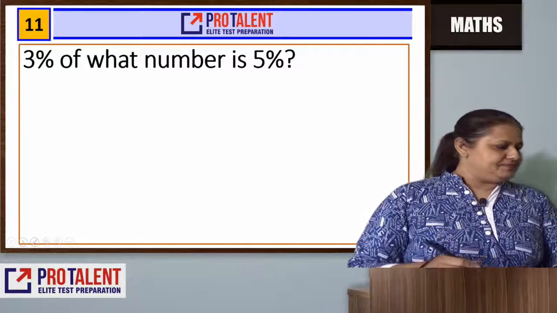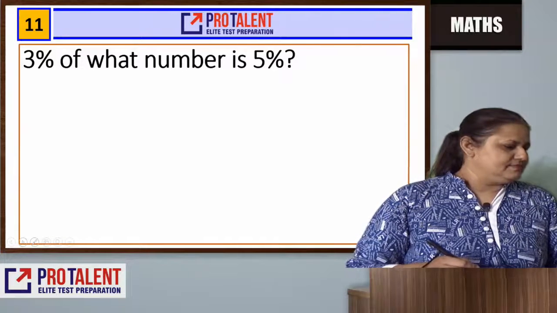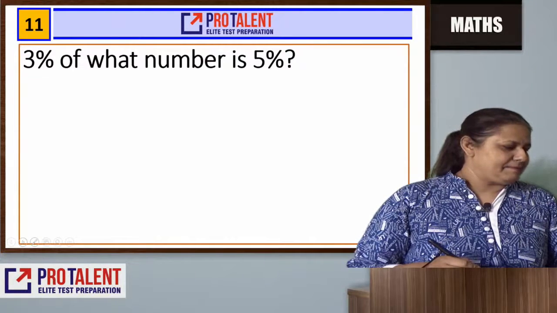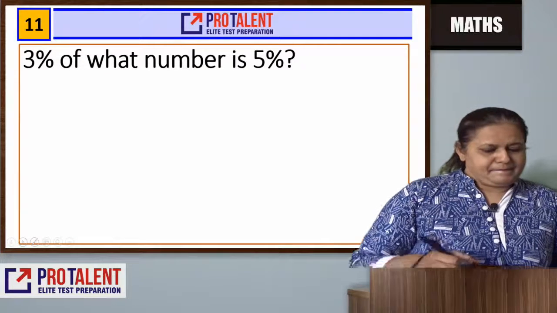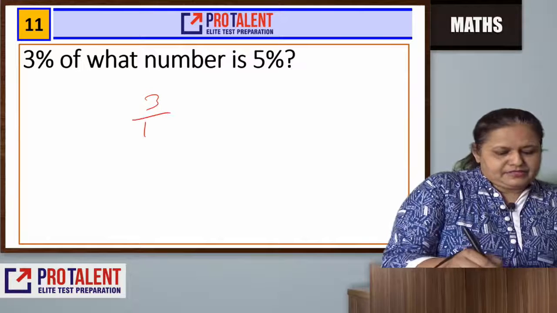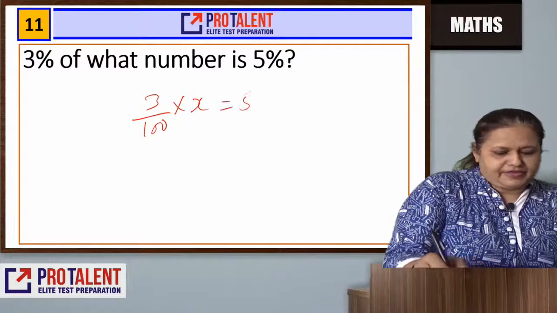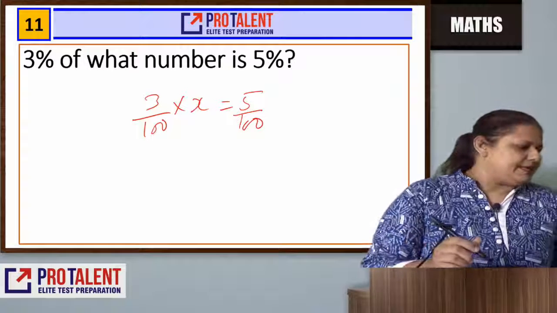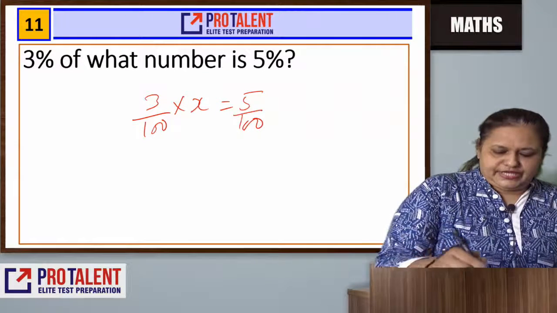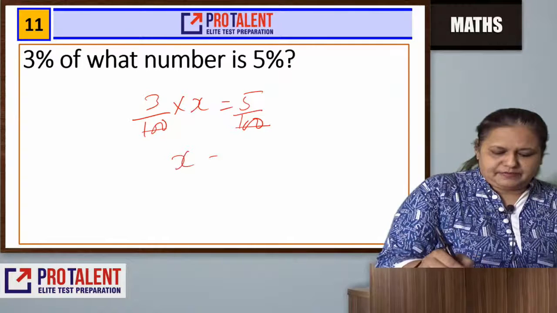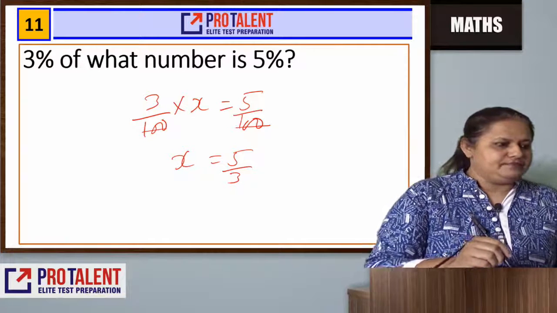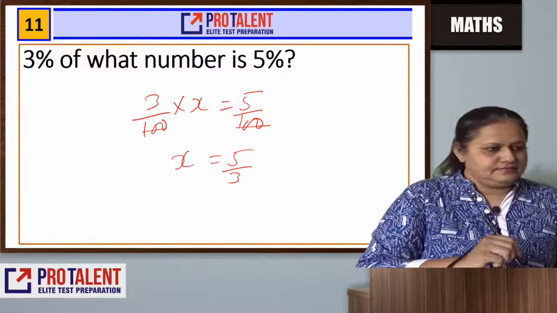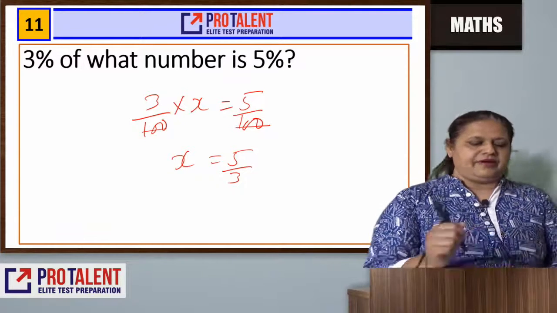Yes, question number 11. 3% of x is 5%, correct? So then this goes out. So x is nothing but 5 by 3. Very good. Fine, correct.